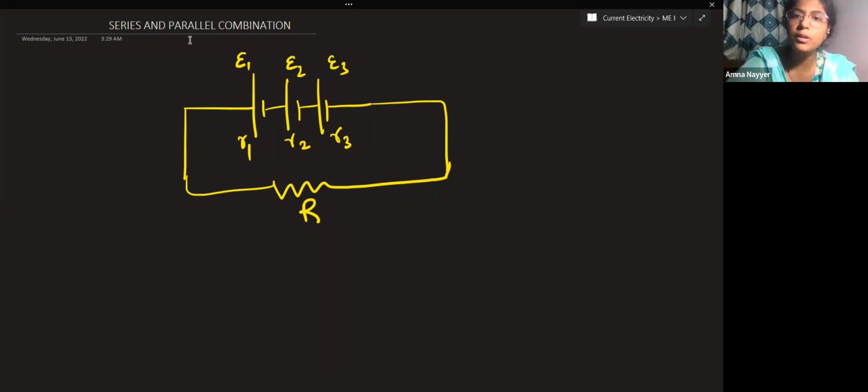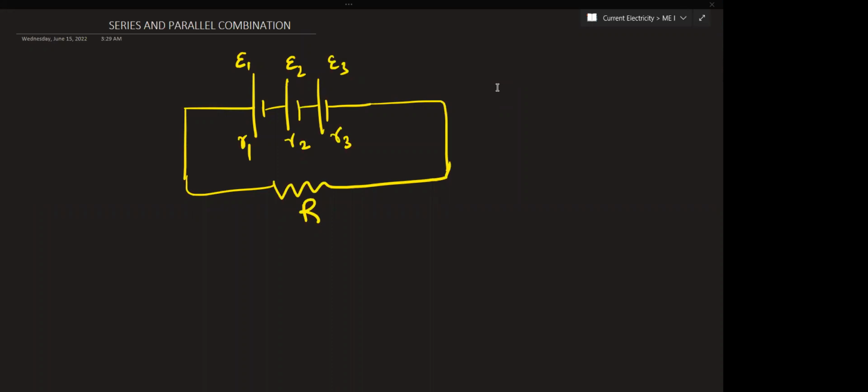Asta, is it audible to you? Yes, ma'am. All right, Asta. So, Asta, see, we are going to start a new topic, that is your series and parallel combination of resistors. Before that, a very small portion was left, so we are just discussing that, and we'll move forward to the series and parallel combination. Wherever you're not able to understand, stop me right there and ask me. All right? Yes, ma'am. Fine.